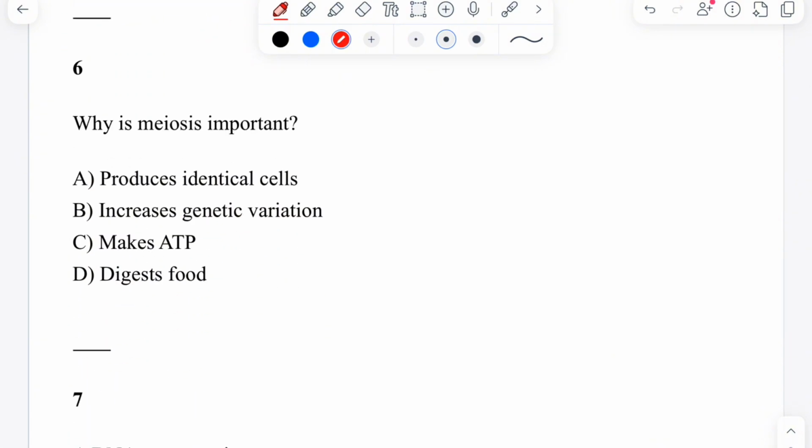Number 6, why is meiosis important? Produces identical cells, increases genetic variation, makes ATP, and digests food. Meiosis creates genetically unique gametes through crossing over and independent assortment. This increases variation within a population. So, number B.